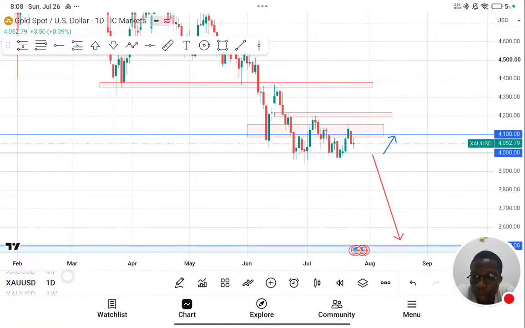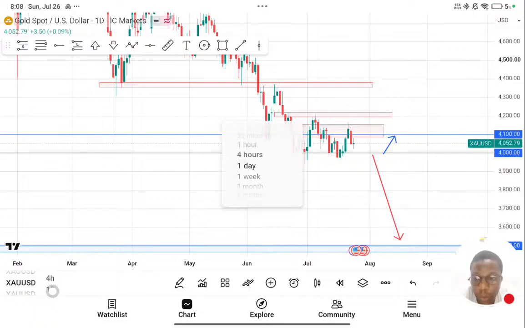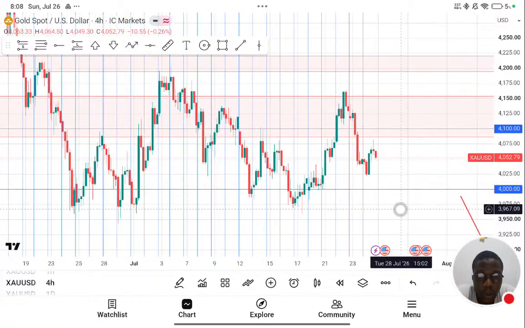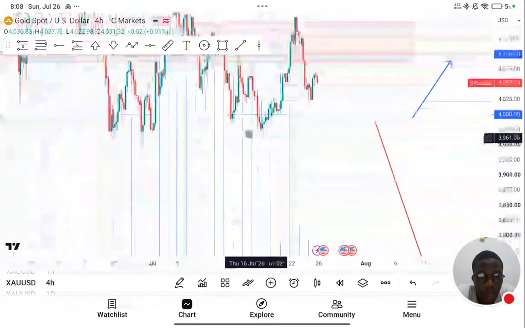So one day, we are all the way down for gold. All the way down.